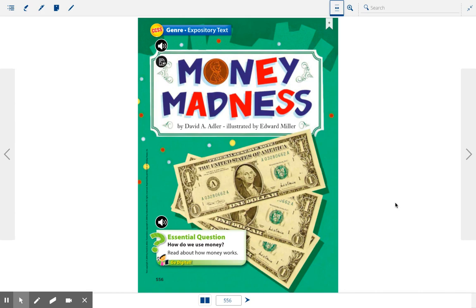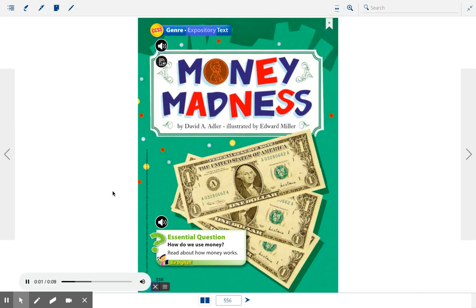So this week, our story is another expository text. And remember the characteristics of an expository text. They give facts and information about a topic, can explain how something works, and can include text features. So this is the title of our story, Money Madness. What do you think we might learn about money? Let's find out if we can learn something new this week.